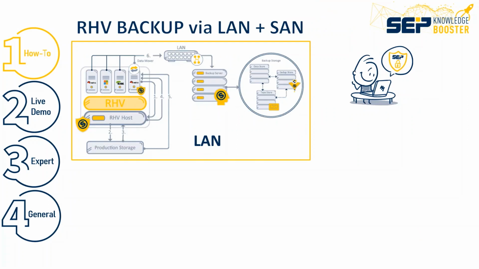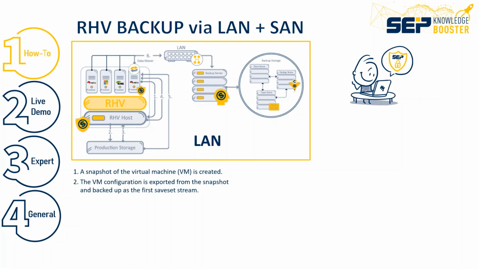How do we in fact do the backup of a RHV environment? First of all, we create a snapshot of the virtual machine. And second, we export the VM configuration from the snapshot, and this will be backed up. So there will always be two save sets for the backup of a virtual machine. The first save set will be the configuration data of a virtual machine, and the second save set will be the data of the virtual disk itself.